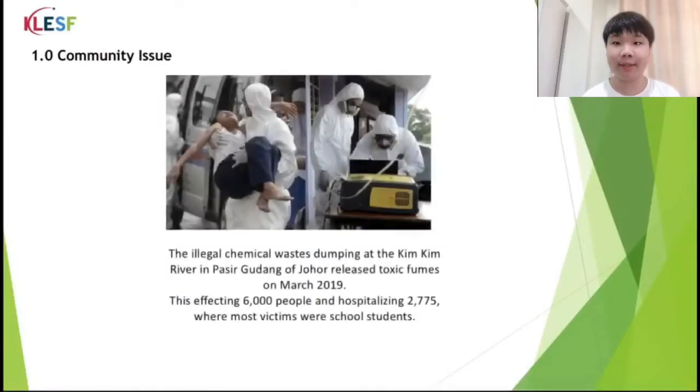In March 2019, tons of chemical waste were illegally dumped into the Kim River of Pasir Gudang, Johor, releasing toxic fumes that affected almost 6,000 people and hospitalized 2,775, where most victims were school students.